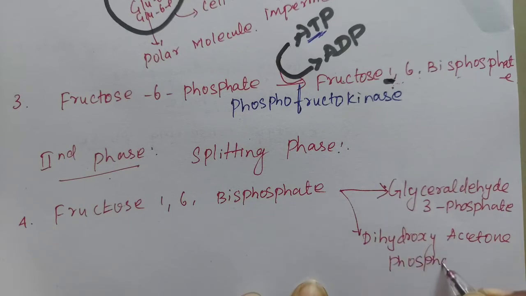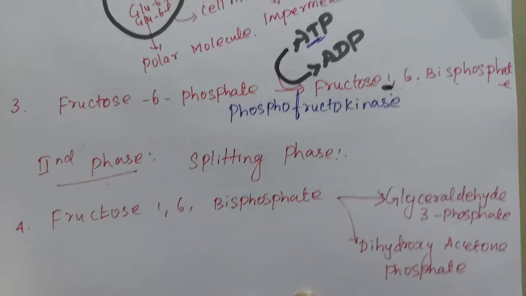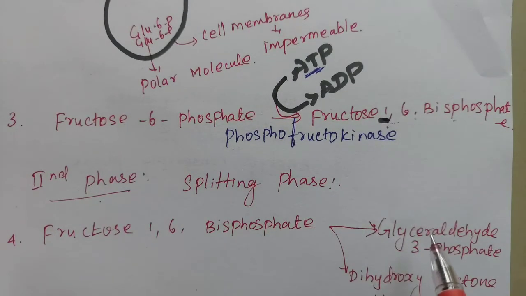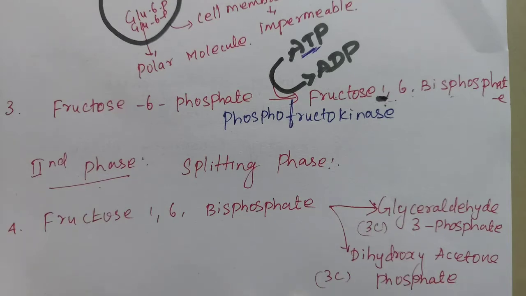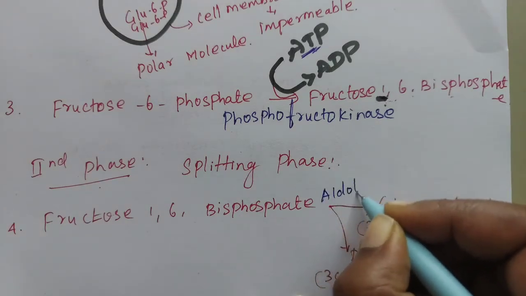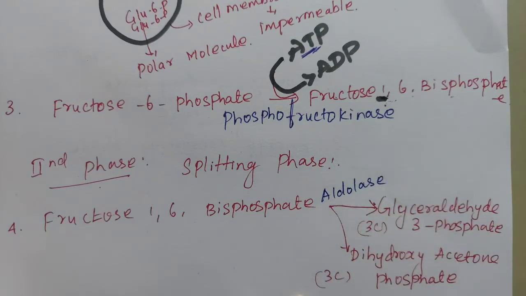So this phase is known as the splitting phase because fructose 1,6-bisphosphate actually splits into two 3-carbon molecules. One is glyceraldehyde 3-phosphate, another one is dihydroxyacetone phosphate. This conversion happens with the help of an enzyme known as aldolase, which splits fructose 1,6-bisphosphate into two 3-carbon components, that is glyceraldehyde 3-phosphate and dihydroxyacetone phosphate.